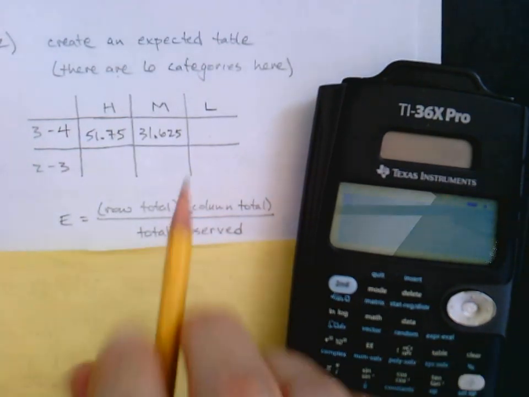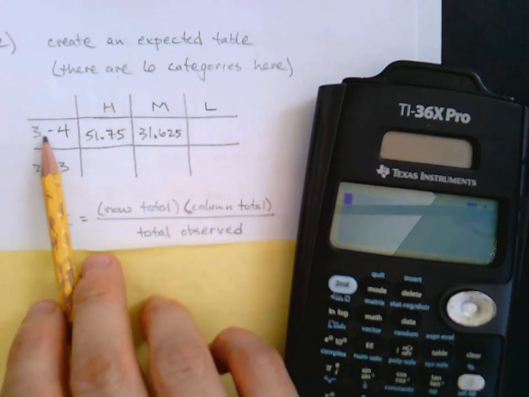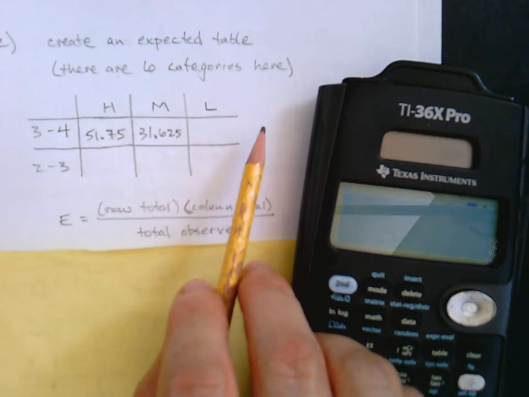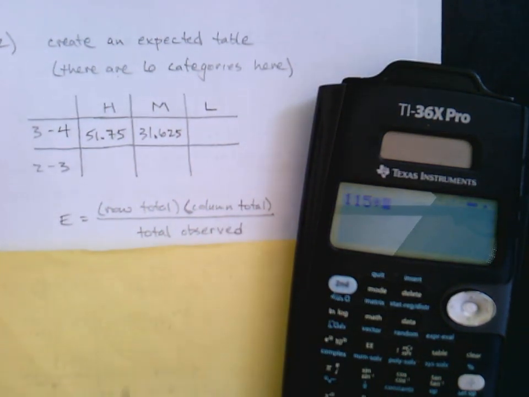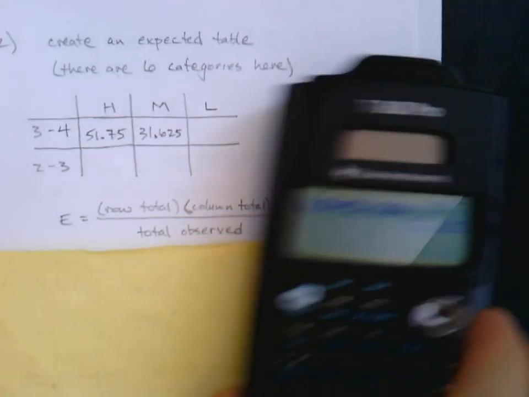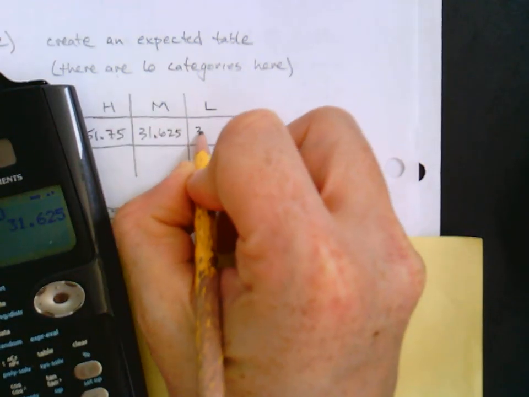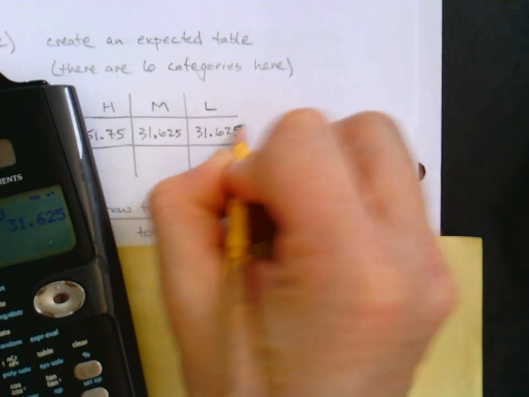All right, keep going. Low anxiety, 3 to 4 GPA. So that was 115 times 55. Oh, also 55 there. Well, it should come out the same then, right? 31.625.